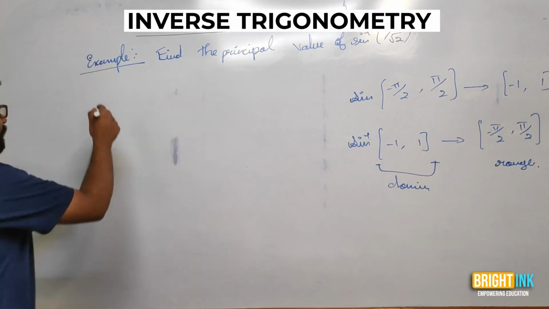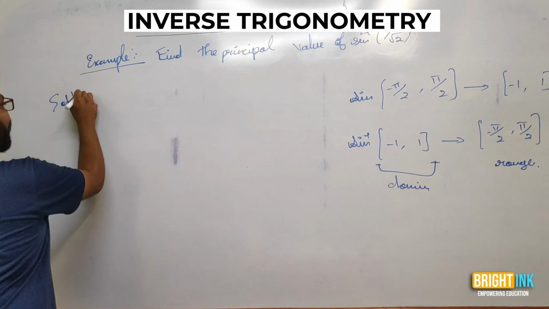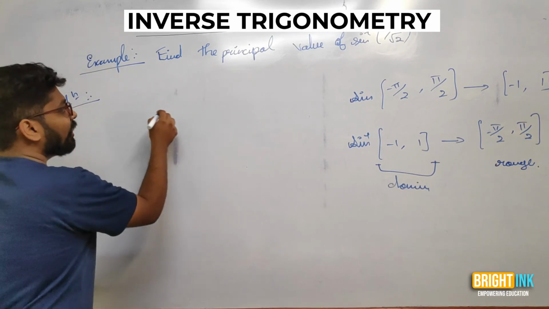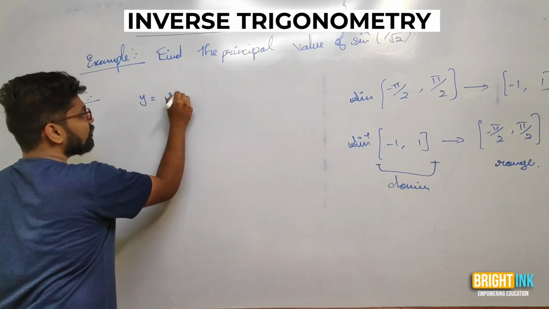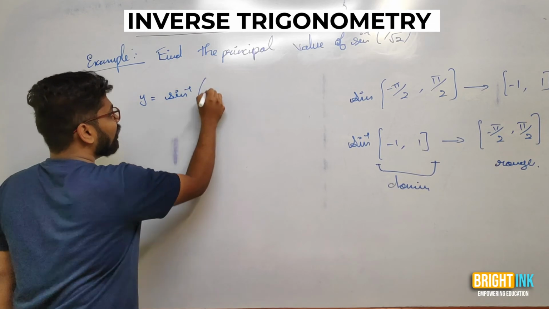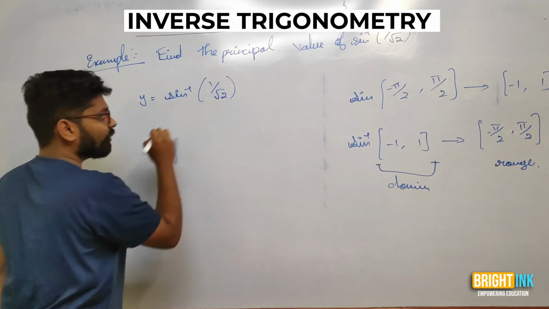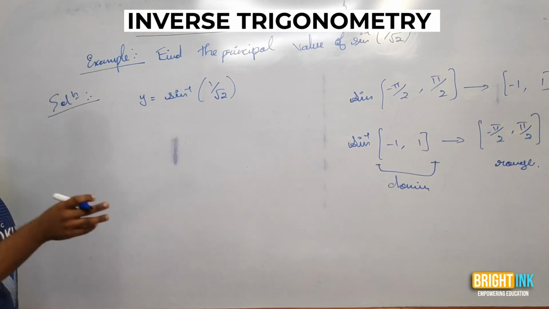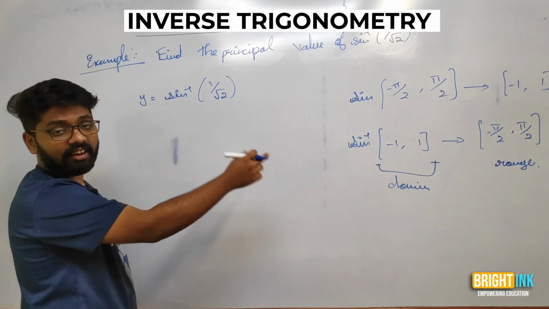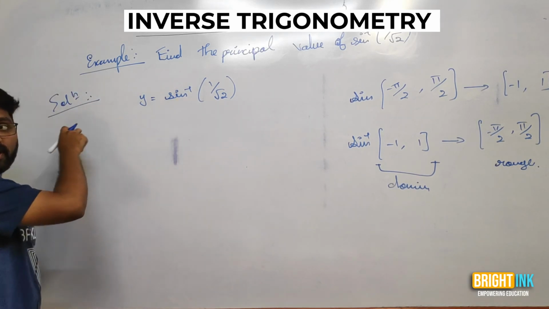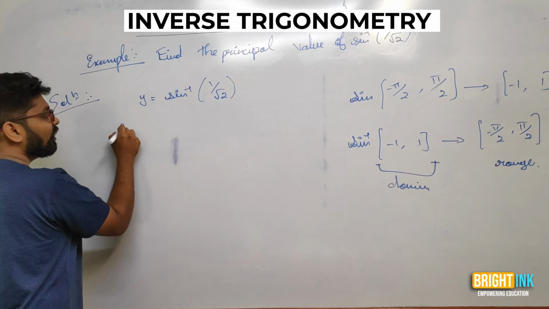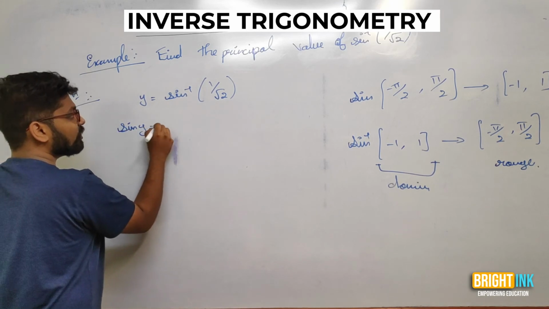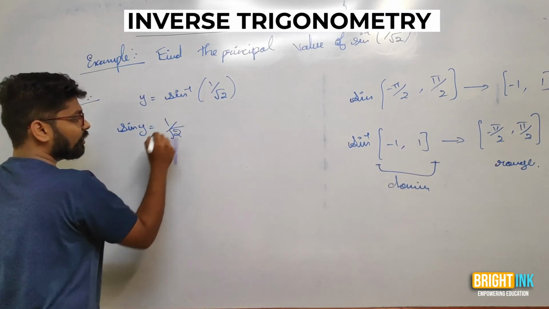Now solution, 1 mark simple question. I'll consider y is equal to sine inverse 1 by root 2. Everybody knows this. So from the introduction, what did I write over there? You can transfer this sine to the other side. So what I'll do now: sine y is equal to 1 by root 2.